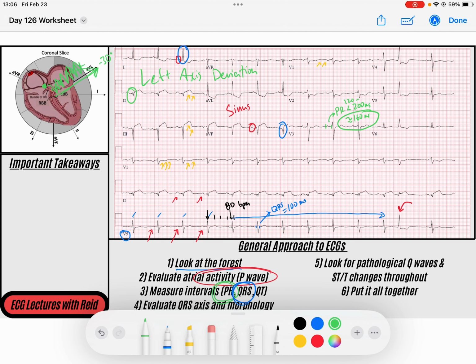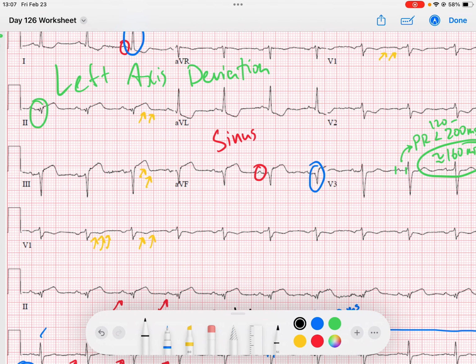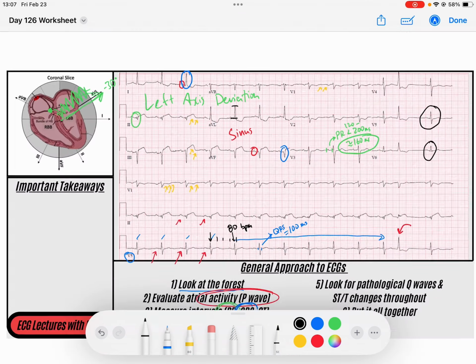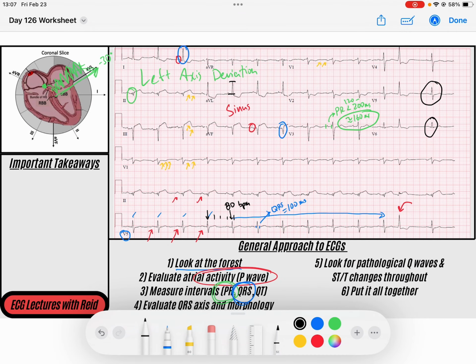And so what could cause left axis deviation? Well, we could have left ventricular hypertrophy. I don't see that. I don't see massive R waves in my lateral leads. I don't see the amplitude of aVL to be greater than 11 millimeters. So no LVH to cause my left axis deviation in the setting of a narrow complex rhythm. So we'll see, maybe there are some other reasons why.